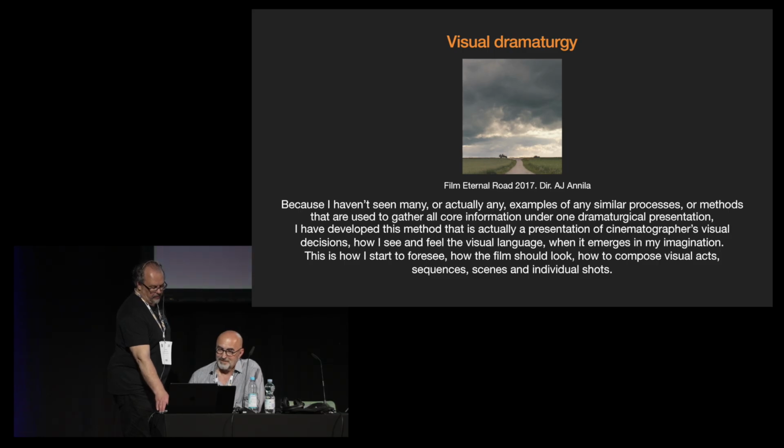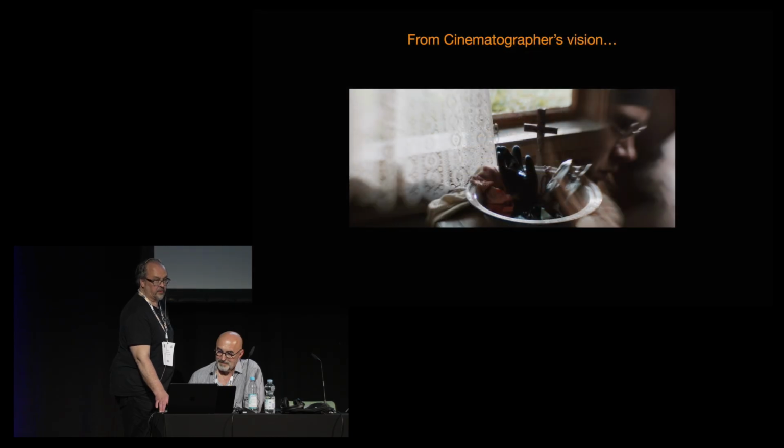And I have developed this method that is actually a presentation of the cinematographer's visual decisions, how I see and feel the visual language when it emerges in my imagination. This is how I start to foresee how the film should look, how to compose visual action sequences, scenes and individual shots. So it becomes from the cinematographer's vision to visual score.